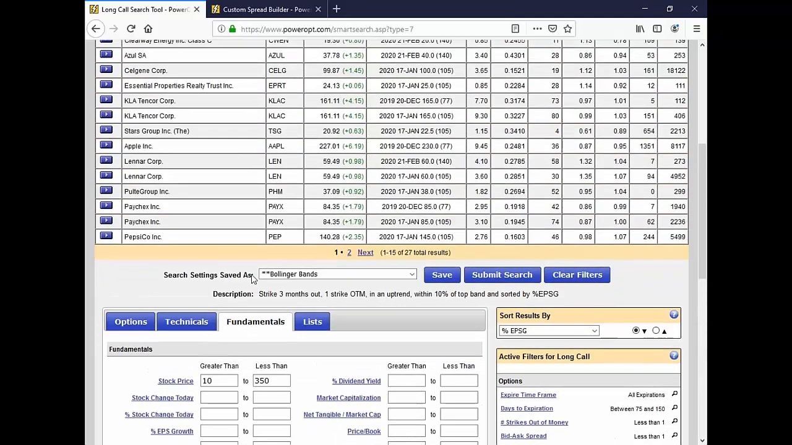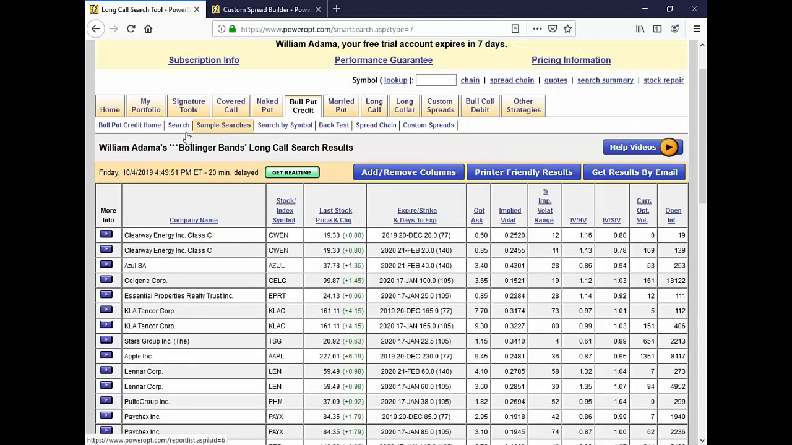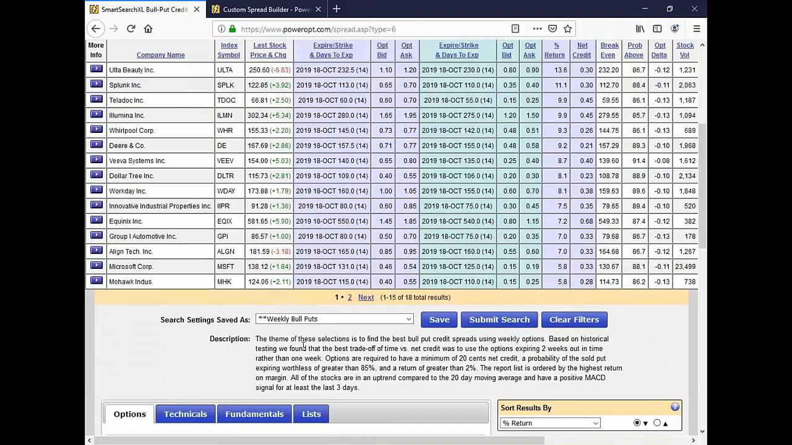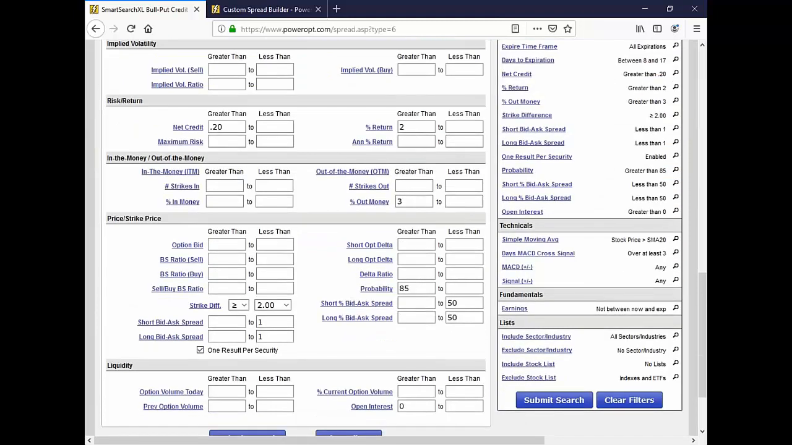So yes, you can do that in any of the searches. Specifically to your question, the bull put default screen that I use is avoiding earnings between now and expiration.